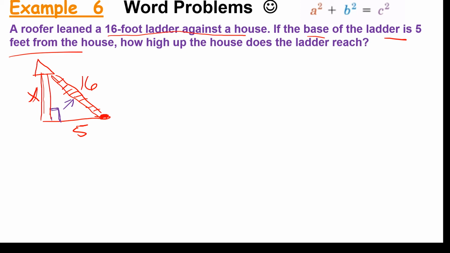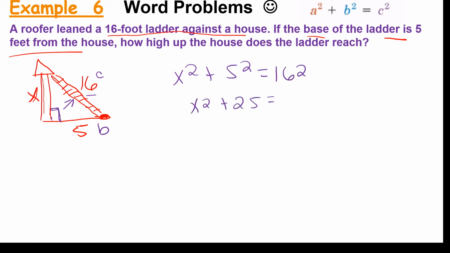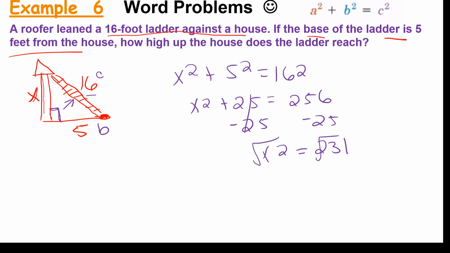All right, so x squared plus 5 squared equals 16 squared. That is going to be x squared plus 25 equals 16 squared, which is 256. Subtract 25. X squared equals 231. Taking the square root, x is 15.2. So that ladder reaches 15.2 feet high on the house.